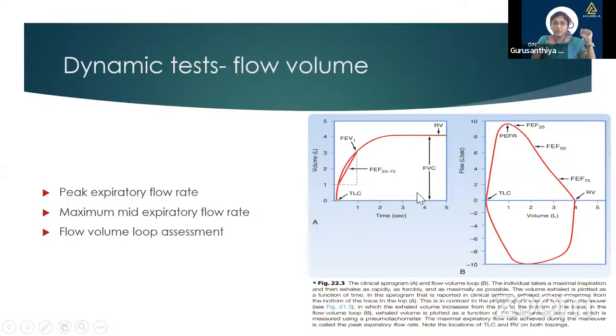This is the volume time loop which we have seen earlier, with time in seconds and volume in liters. This is the FEV1, which is the first second. This is the flow volume loop, which we will be seeing later. And in this graph, this is the FEV1. See, this maximal expiration which has occurred is the peak expiratory flow rate, and the decreasing part of the curve is the FEF 25%. This is the fraction expired 50%. This is the fraction expired 75%.